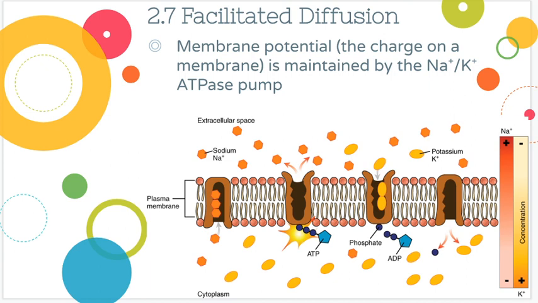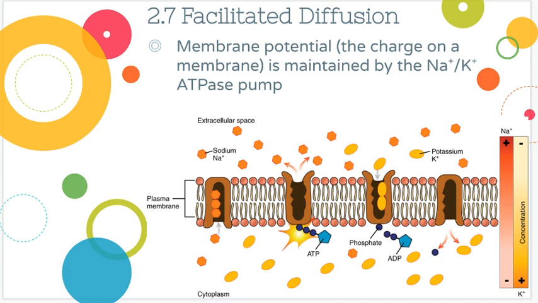And so that charge on the membrane that allows you to have an action potential so that your neurons can fire, that's maintained by that sodium-potassium pump. And so part of those ions are going to flow in with the concentration gradient. And then some of those ions are going to flow out, or be brought back out through active transport. And so, that sodium-potassium pump, pretty important in terms of maintaining that membrane potential.